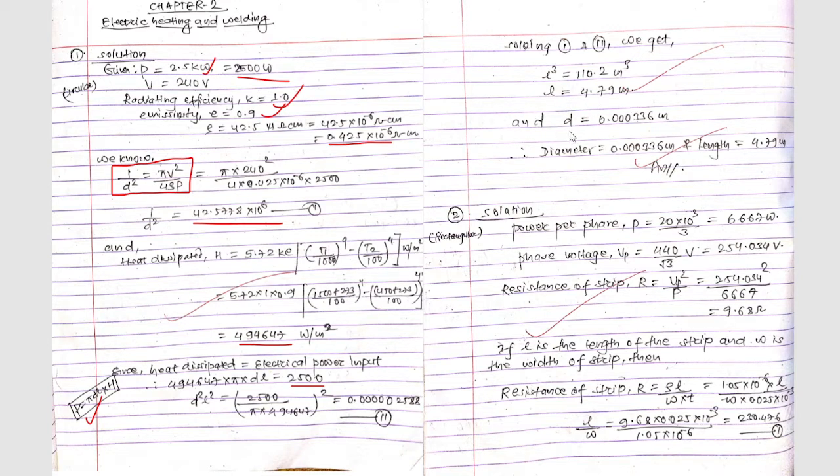Similarly, the value of d will be 0.00336 meters. So the diameter will be this, and similarly the length will be this. So this is our required answer.